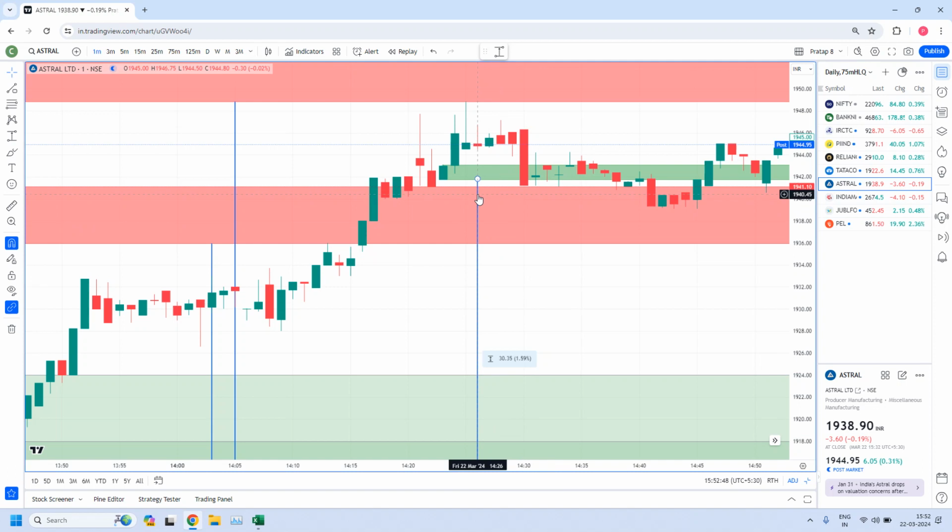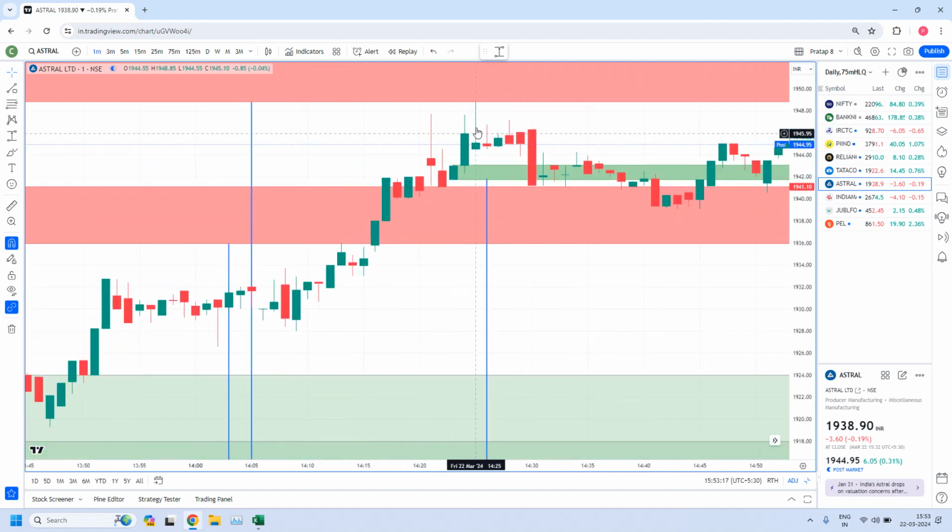So you will be getting 30 rupees 35 paisa in case, without reaching your second target, let us assume prices turn back and hit this stop loss, still you get 30 rupees 35 paisa profit. Earlier you were supposed to get only 23 rupees 70 paisa. Now you got 30 rupees 35 paisa, maybe around another 6.5 rupees more profit you got.